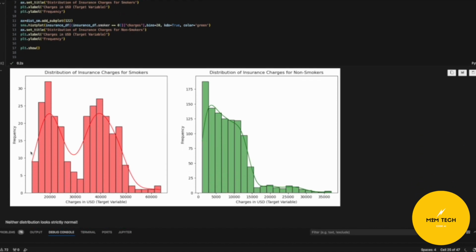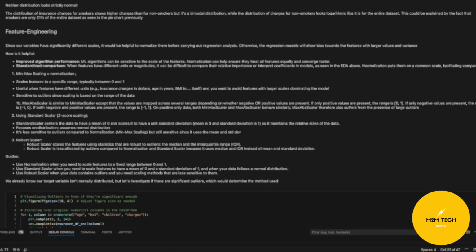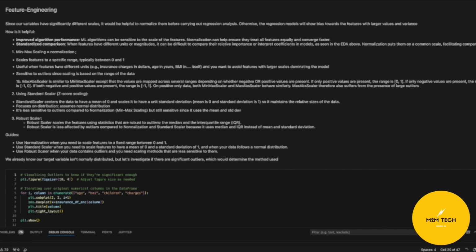The distribution of charges for smokers was bimodal. It wasn't strictly normal or linear. And then the distribution of the costs for non-smokers looked just like the distribution for the entire population, which makes sense because they were the majority. So we're going to carry out feature engineering because we see that we have to.